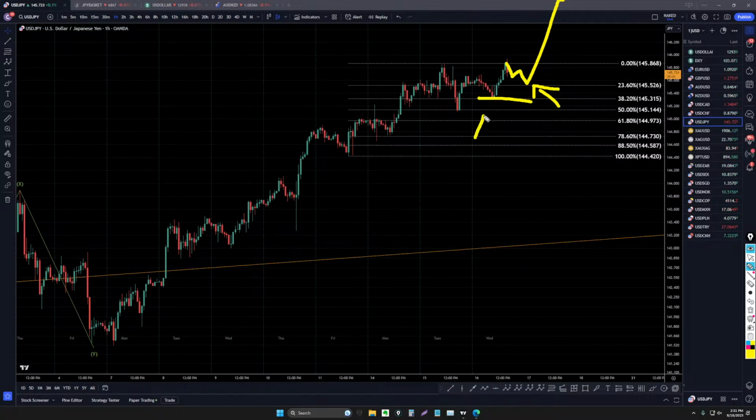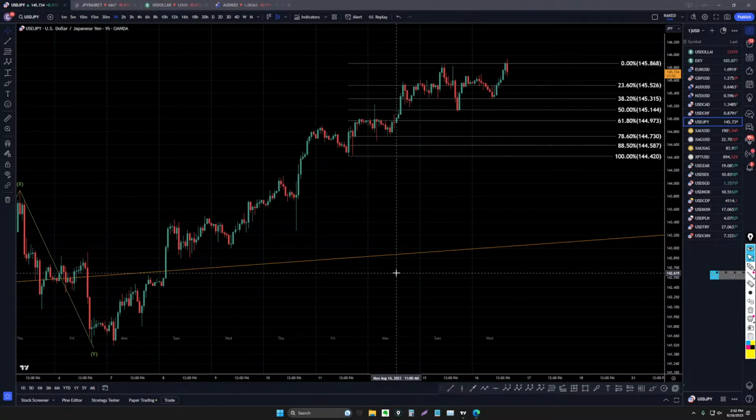At least until I see a break of structure, and if I see that, then I will start looking for shorts again. But I'll also be looking for shorts knowing that I'm probably in a correction on the longer time frames.